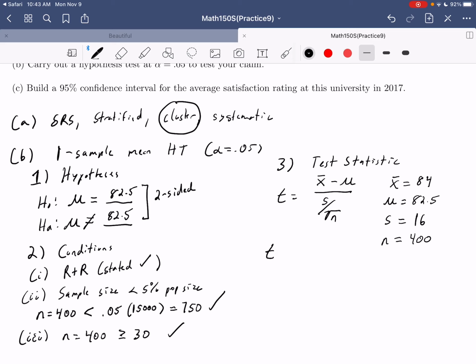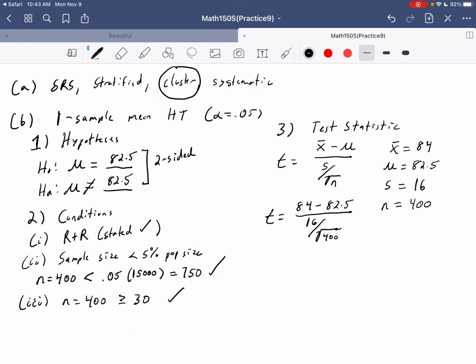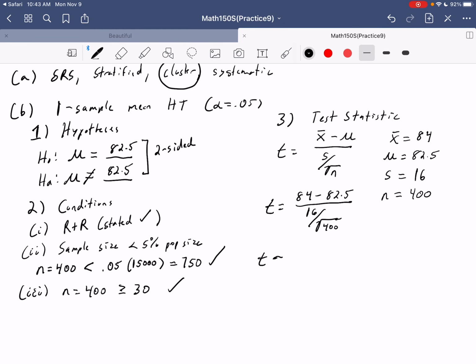All right, let's go ahead then and plug all that stuff in. 84 minus 82.5 over 16 divided by the square root of 400. Always go ahead and do the top and bottom separately. So 84 minus 82.5 means we get 1.5 up top, and then 16 divided by the square root of 400 means that we get 0.8 down there. And then we'll go ahead and actually do the division. 1.5 divided by 0.8 looks like we should get 1.88 as our t value.